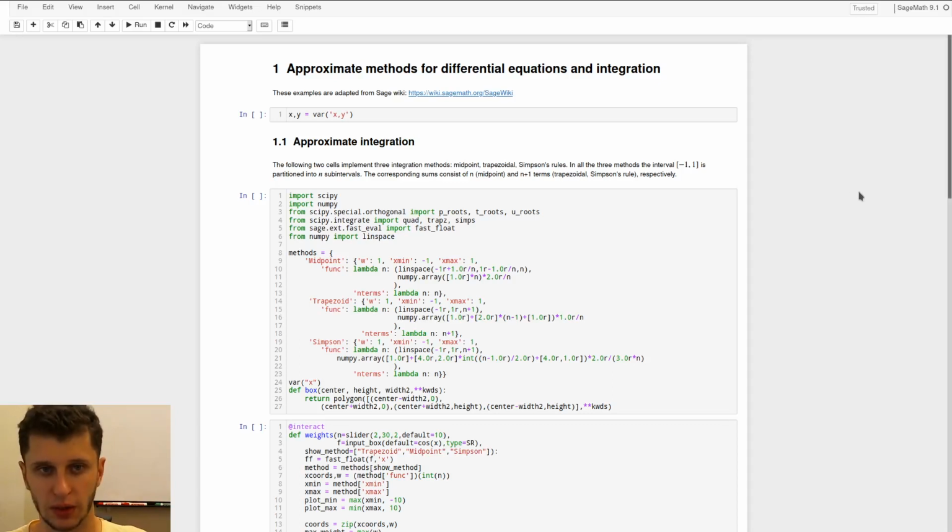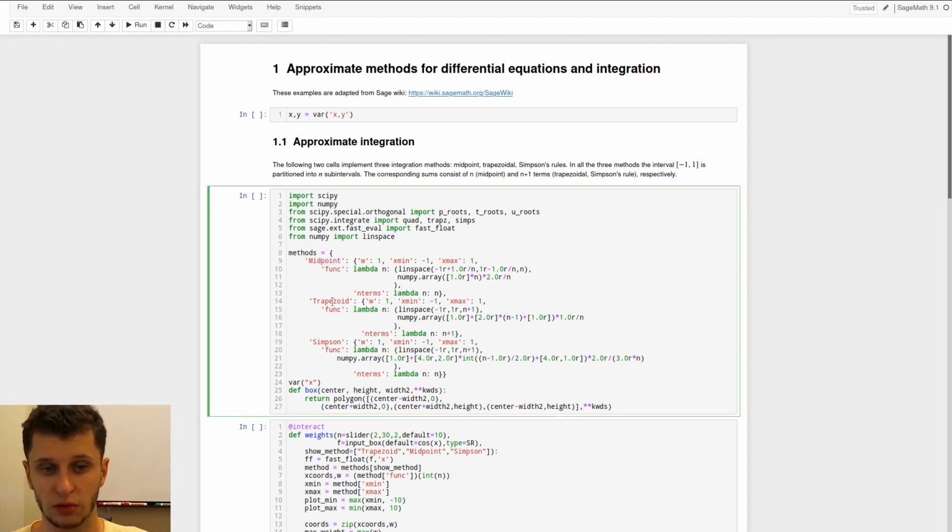In this video, we will explore some visualizations of the approximate integration rules that we just discussed, namely the midpoint, trapezoidal, and Simpson rule. What you're looking at is a notebook called a Jupyter notebook. You may be familiar with Jupyter notebooks for Python. This is a Jupyter notebook for SageMath.